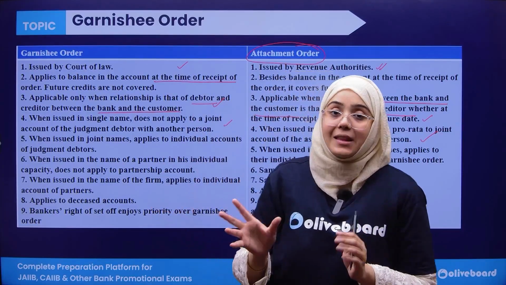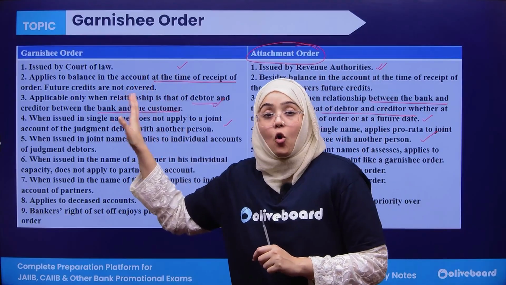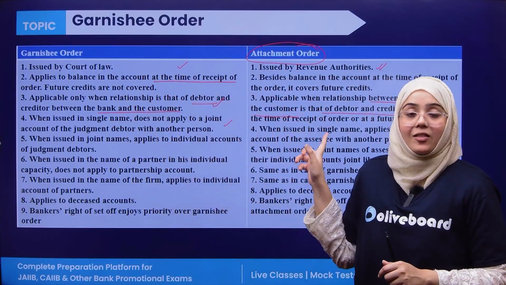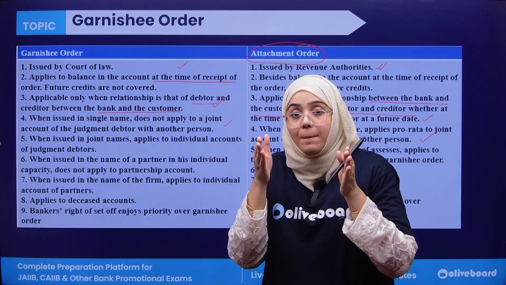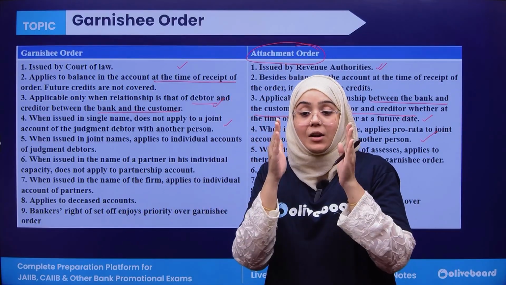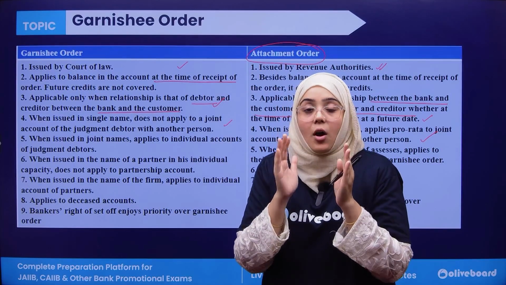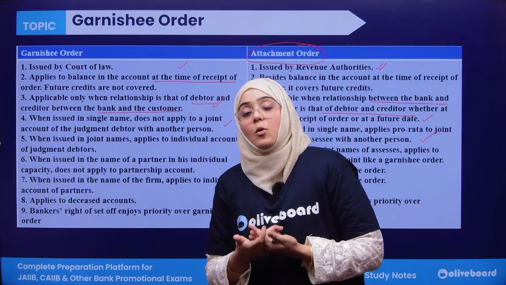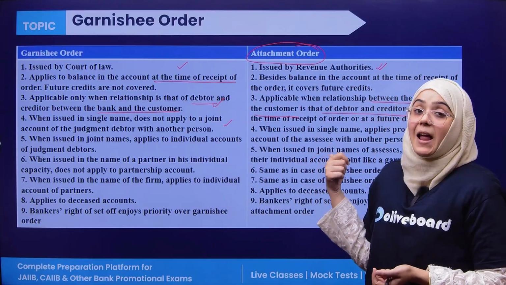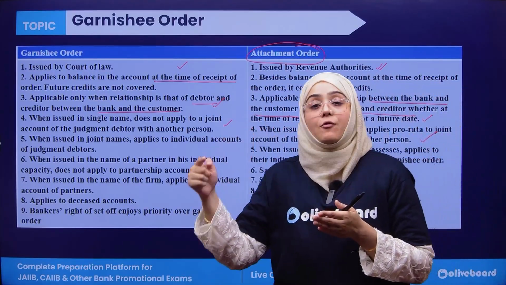Okay, the simple thing is that a garnishee order is passed by the court, whereas an attachment order is passed by the income tax authority. Now, a garnishee order is applied only on the present value, meaning if the order is passed today, then it applies only to that value. But an attachment order is applied to the present as well as the future date.